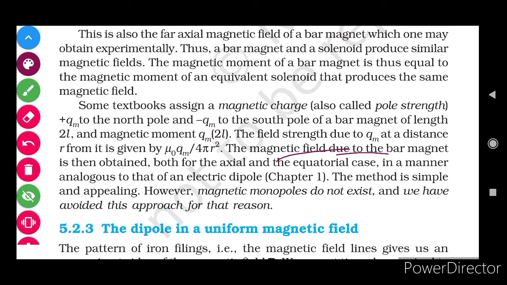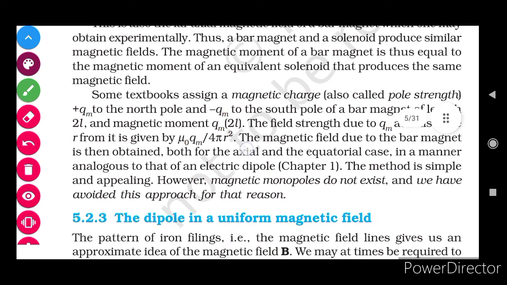The magnetic field due to the bar magnet is then obtained both for the axial and the equatorial case, using the same steps as we did for the electric dipole, but it is avoided here. The method is simple and appealing. However, magnetic monopoles do not exist, and we have avoided this approach for this reason. So this I already told you.